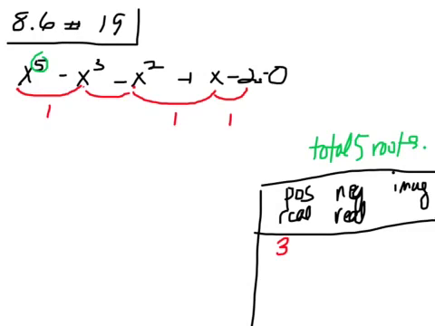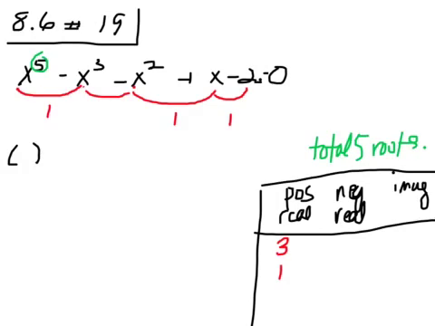But if you read the first part of that Descartes' rule of signs theorem, it says that you could have an even number less than that. So if you subtract 2 from 3, you also have a possibility of just having 1 positive real root. Okay? So far that's our possibilities for positive real roots, 3 or 1. Okay, so let's go check out the negative roots.